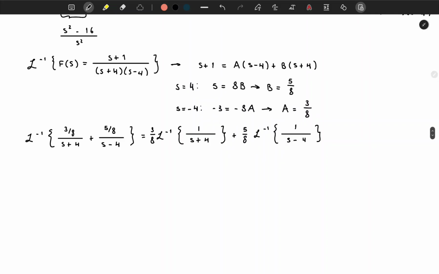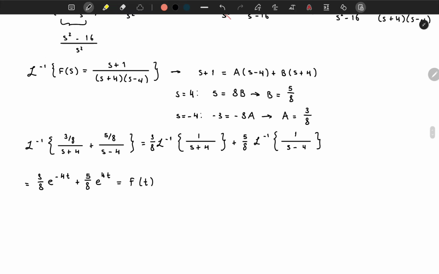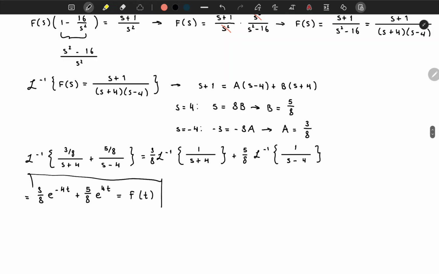And so 1 over s plus 4 is pretty simple. This would give us 3 over 8 e to the power of negative 4t. And then the Laplace inverse of 1 over s minus 4 would give us 5 over 8 e to the power of 4t. And so this right here would give us our f(t), and this is how you solve the equation. So this is the answer.